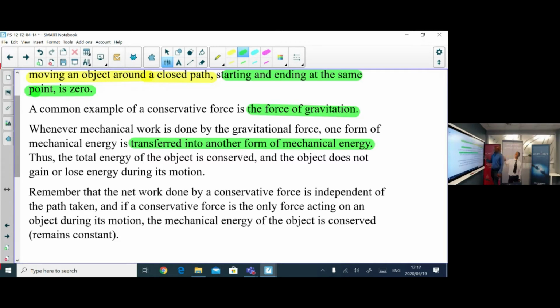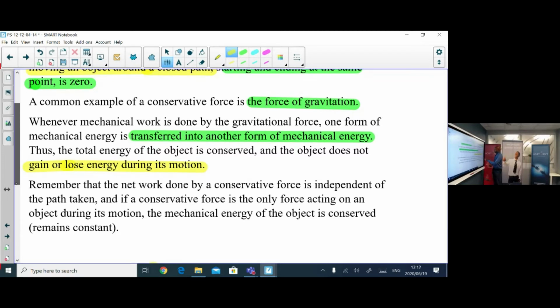Thus the total energy of the object is conserved. The object does not gain or lose any energy. This is very, very important. In other words, under a conservative force, there's no loss of energy. You can't lose any energy, and you can't gain any energy. You're going to maintain the energy that you started with during the system.